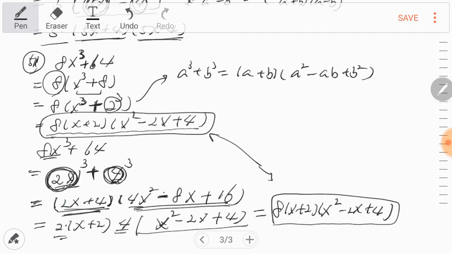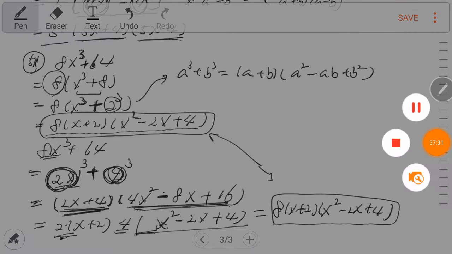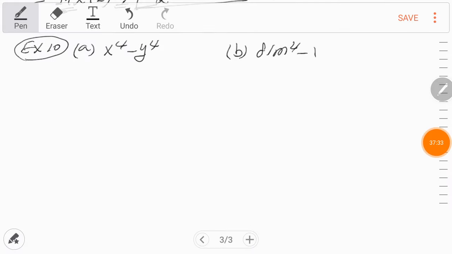at the beginning, because we have to check whether each factor is prime or not. If it's not, then we have to factor it again. But anyway, we get the same answer as long as we factor completely. Okay, let's try this example.